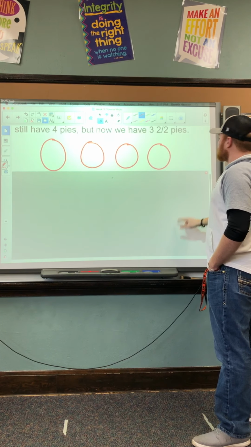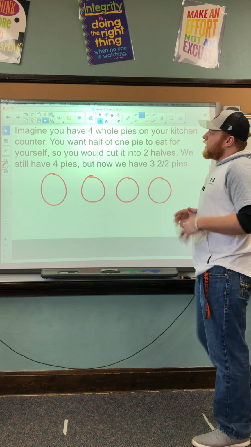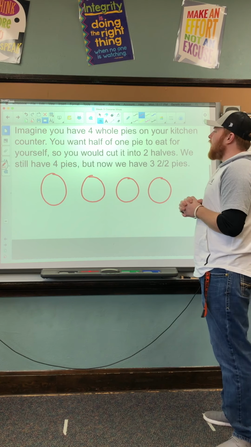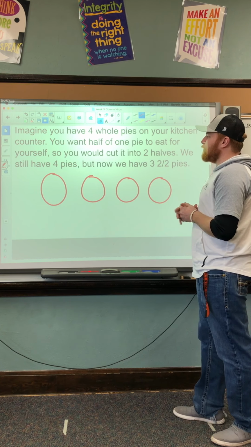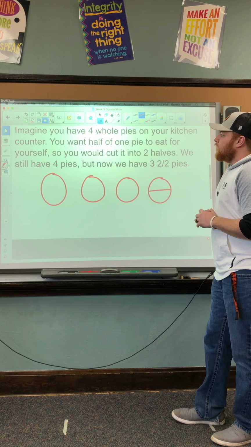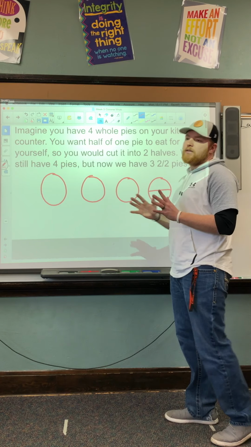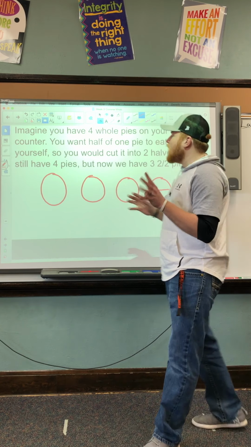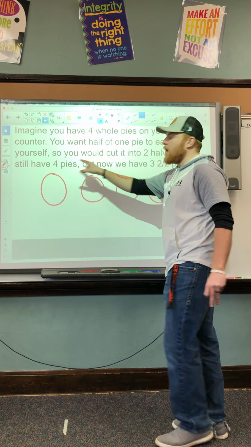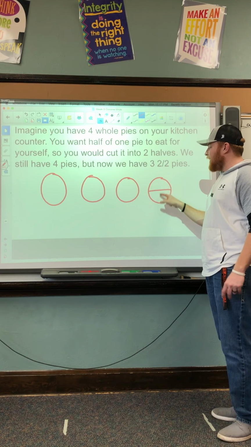All right, so a mini example. Imagine you have 4 whole pies on your kitchen counter. You want half of one pie to eat for yourself. So let's cut this pie in half, into 2 halves. You still have 4 pies, say we don't take any out yet. We still have 4 pies, but now we have 3 whole pies, and then one that's divided into 2s.